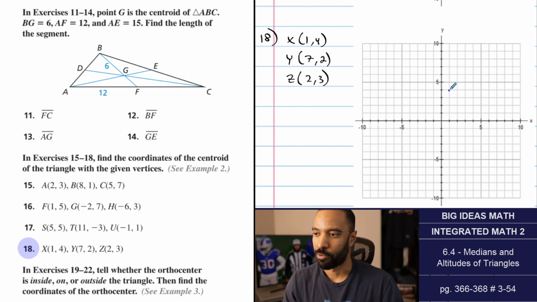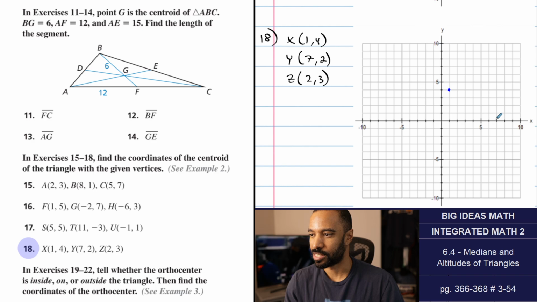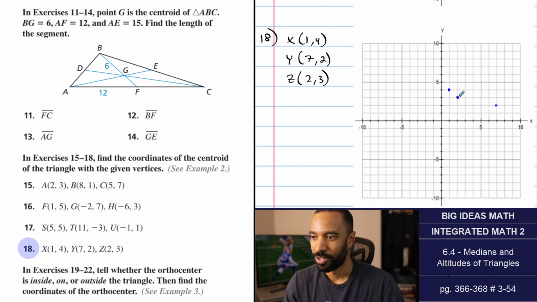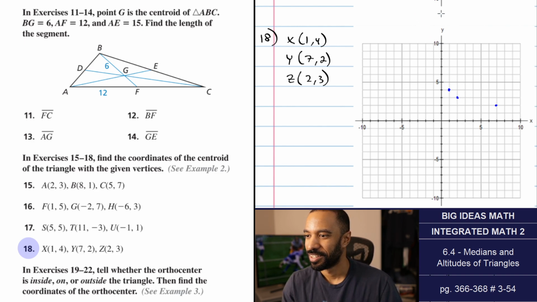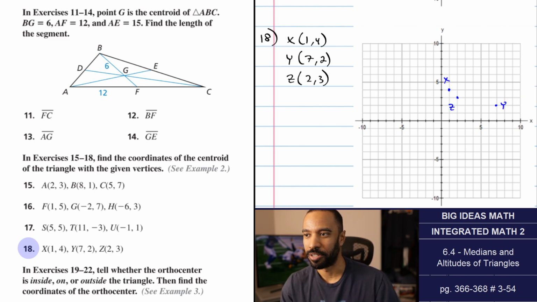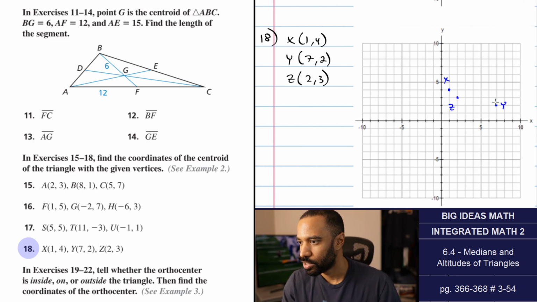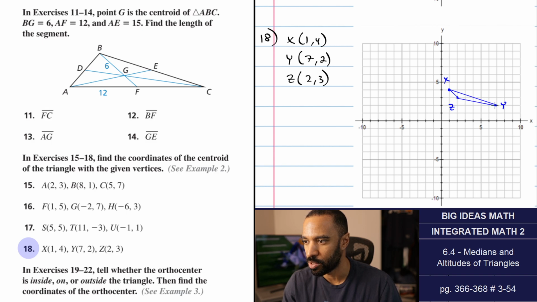X is at 1, 4. Y is at 7, 2. Z is at 2, 3. Wow. Whoa. Okay. Hold on. X, Y, Z. You know, I was just mentioning how much I like the bigger triangles. I'm going to have to skinny up the sides a little bit more. I hope that's okay. Otherwise, the thickness would make it really hard to see the space between parts.